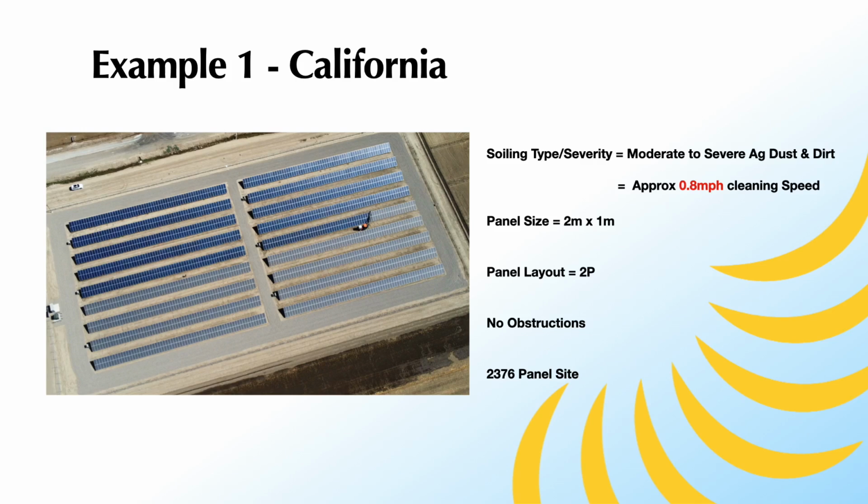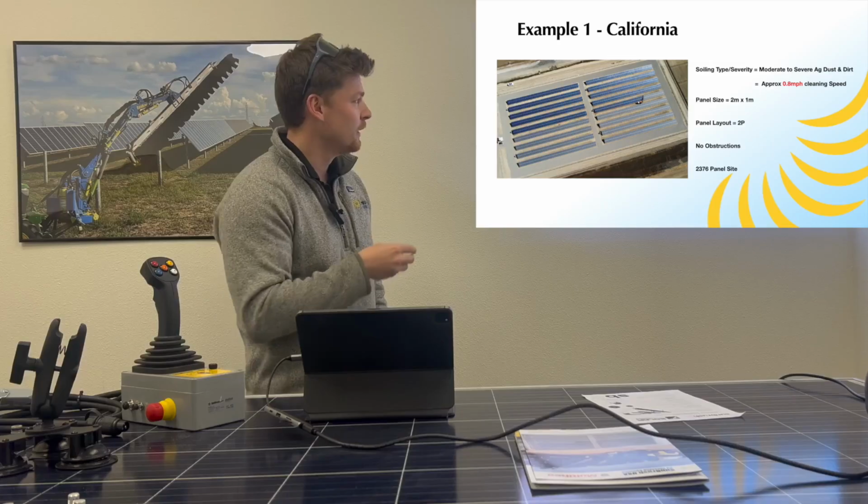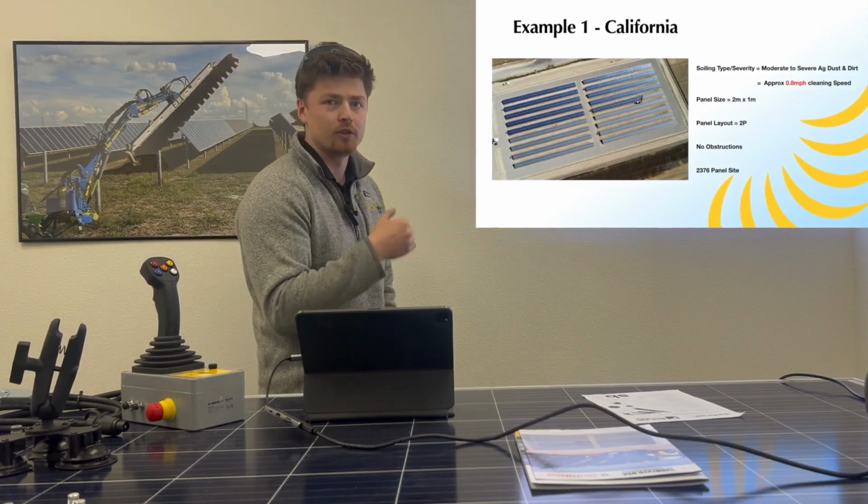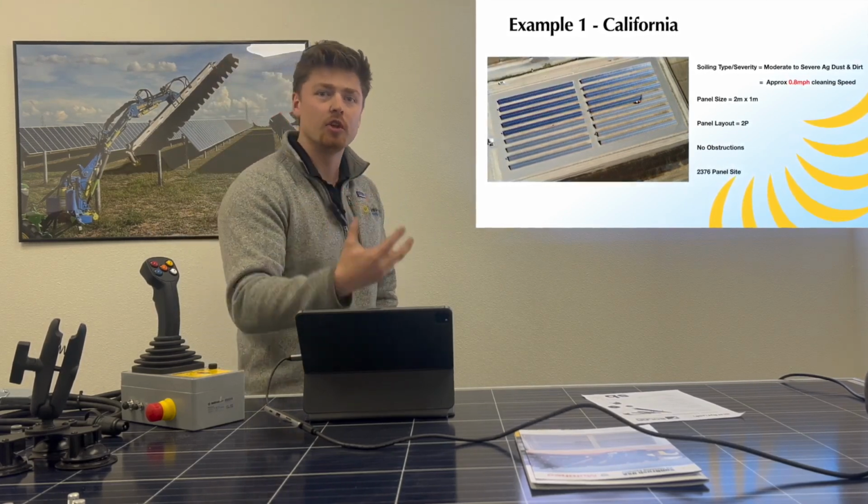Now, of course, this is the step that is the most challenging. This is the step where local experience is key. We can help as much as we can, but actually getting out on site and seeing what the soiling is like is the most important here. So we estimate 0.8 miles per hour cleaning speed. The panels are 2 meters by 1 meter. And the panel layout is 2 in portrait, 2P, which means that the stack, of course, is 2.